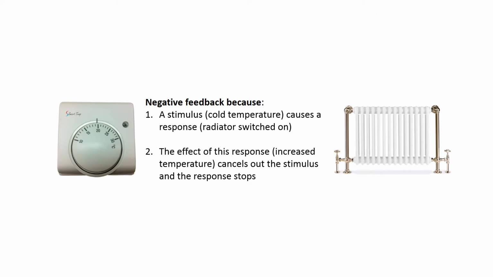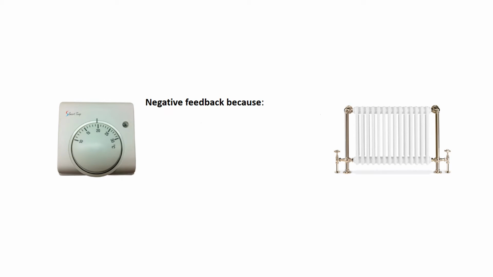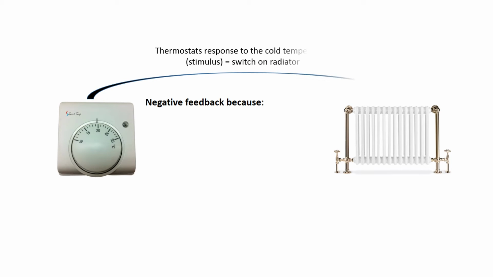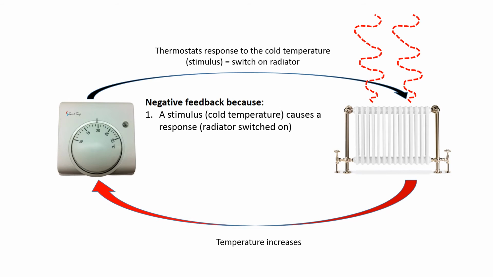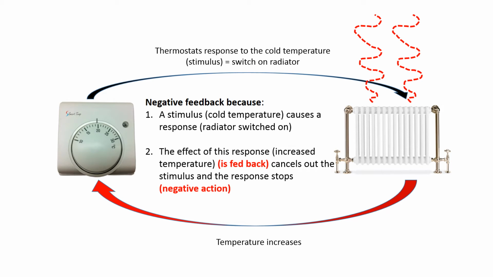Let's include those words negative feedback into the explanation now. It's negative feedback because you originally get a stimulus which brings out a response, but here we get a negative feedback bit now. Once that response is fed back, in this case the increased temperature, it cancels out the stimulus, and this cancelling out part is the negative action, the negative part. So we've had something fed back, we've had a negative response, in other words the response is now stopped. That's negative feedback.